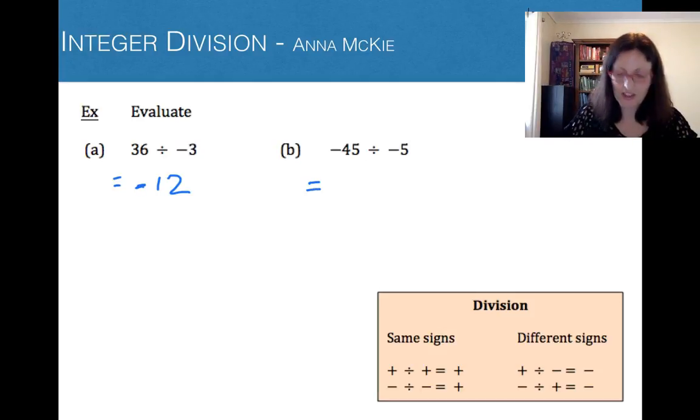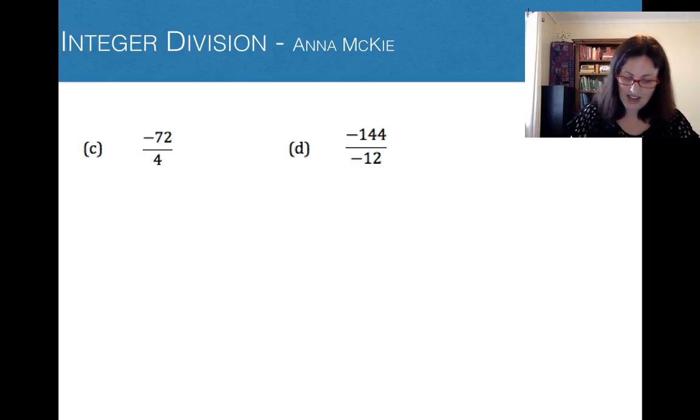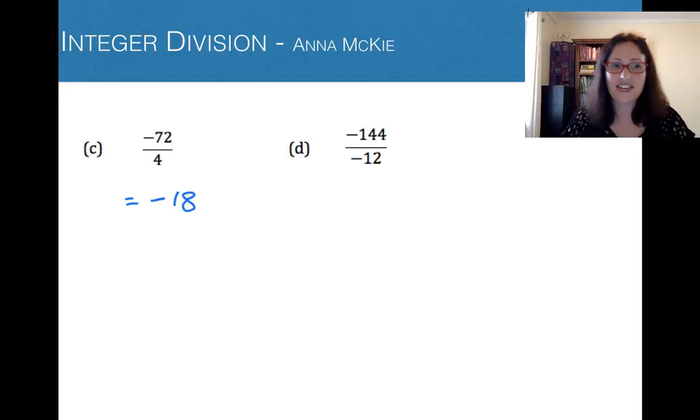The next one, think of it as 45 divided by 5, which would give you 9. And then we have two negative numbers here, and when we have two negative numbers, we end up with a positive answer. So we just leave that one as 9. A couple more. -72 divided by 4. Making sure that you're familiar with the two ways of showing division, using the divide symbol or using that fraction. So that's the same as -72 divided by 4. So our answer for that one is 18. And then thinking about the sign, we have one negative, so it will be -18.